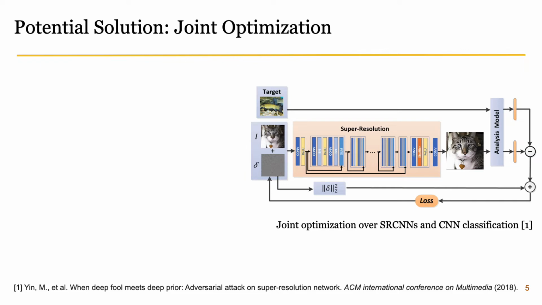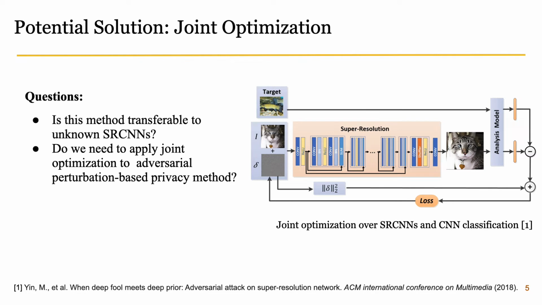However, this scenario is not realistic since the user doesn't have any knowledge about the adversary's SRCNNs or classifiers. Therefore, the question is: if users use their own SRCNNs to learn low-resolution adversarial images, do they fool unknown SRCNNs or classifiers? If yes, how do we update the adversarial perturbation-based method for joint optimization?